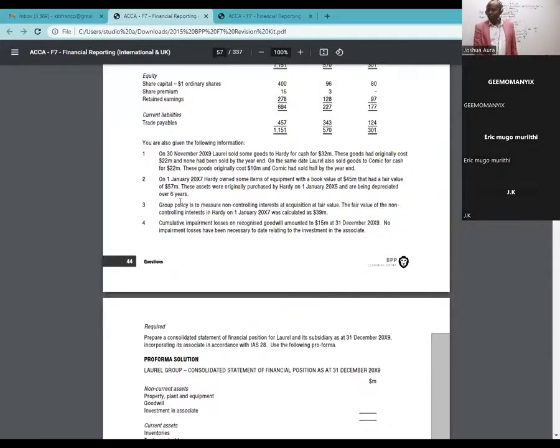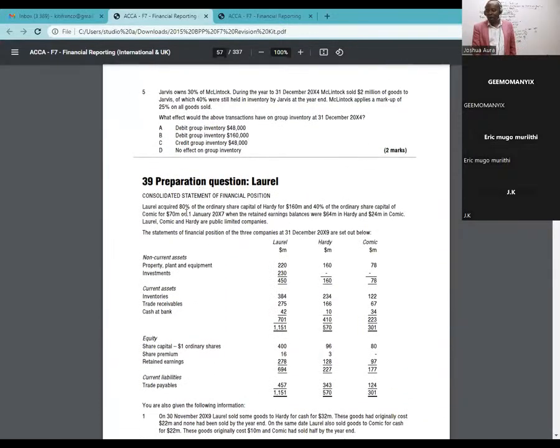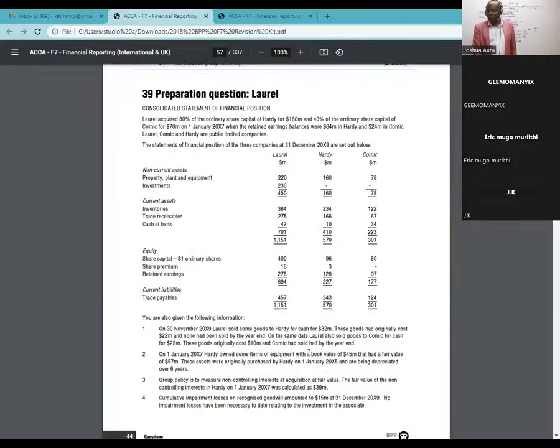Great. So then we take on the next thing, note 2. On 1st January 2017, Hardy owned some items of equipment with a book value of 45 million that had a fair value of 57 million. Remember, 1st January 2017 is when we acquired our subsidiary. So on this acquisition date, we had an item of plant whose carrying amount was 45 million, and the fair value is 57.